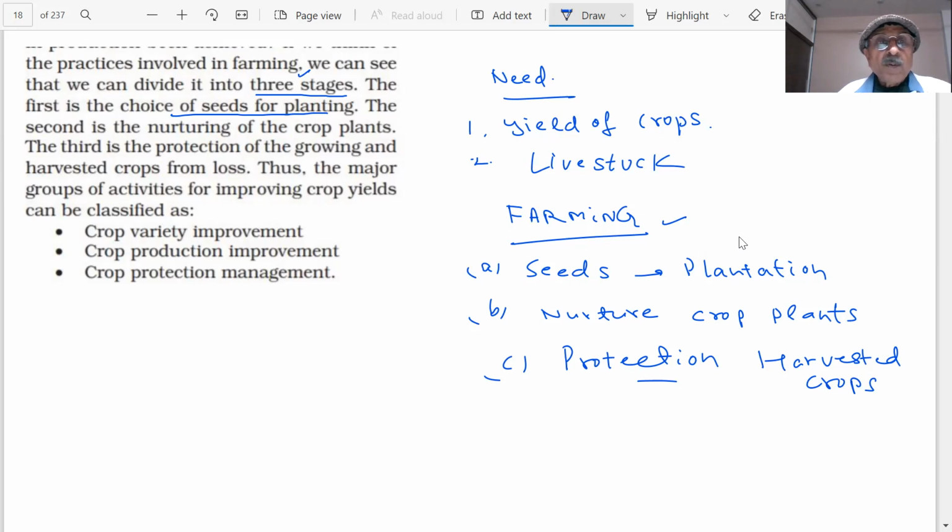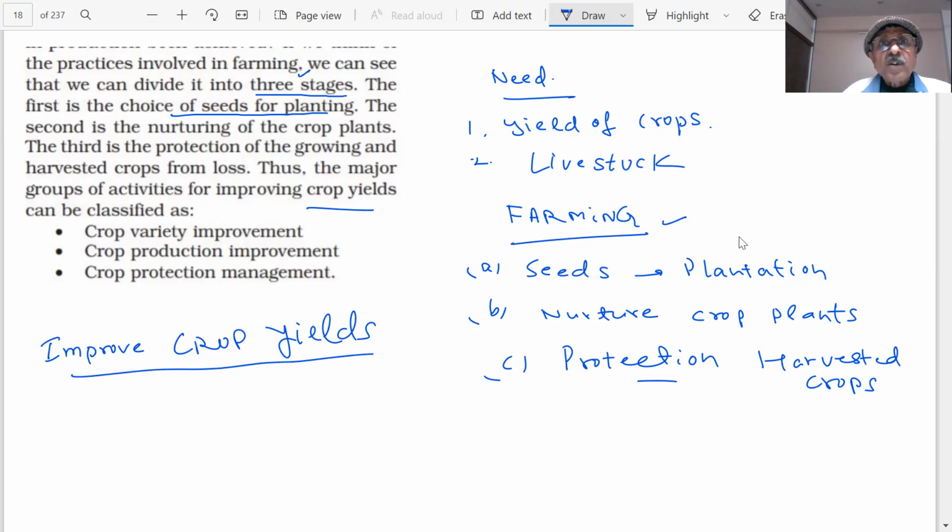So here we have classified the major group activities for improving the crop yield. What are we trying to improve, students? We want to improve the crop yields. How? First, we are saying crop variety improvement. So how to improve the variety of the crops? We will see that. Crop production improvement. There should be improvement in the crop production. And third, we are saying protection management.